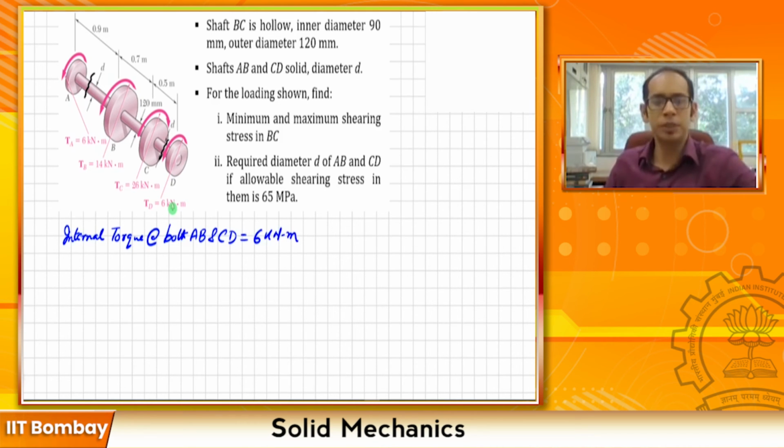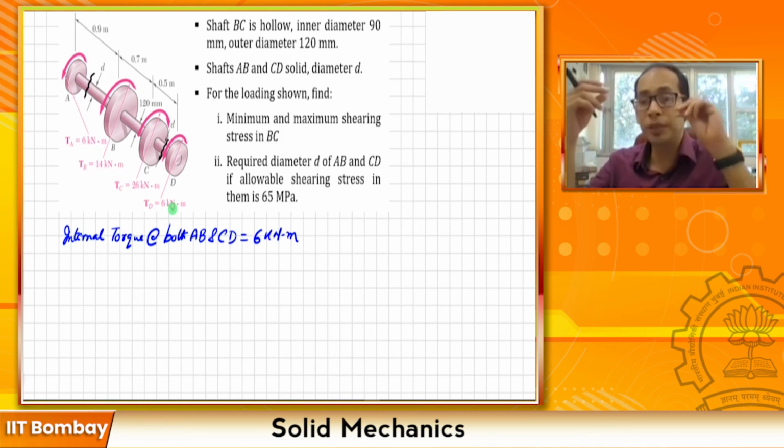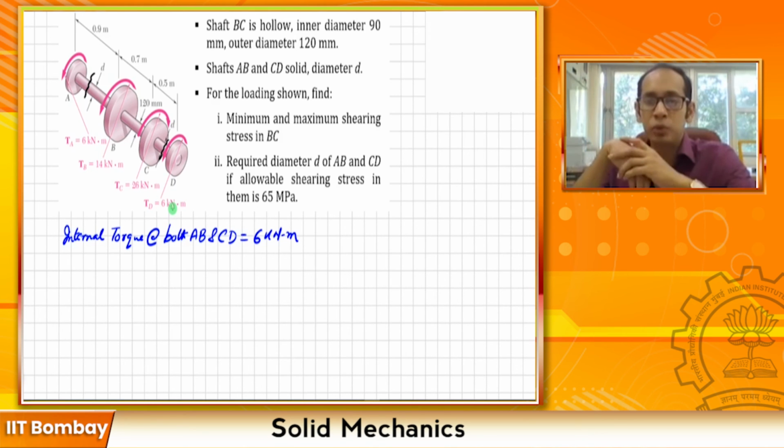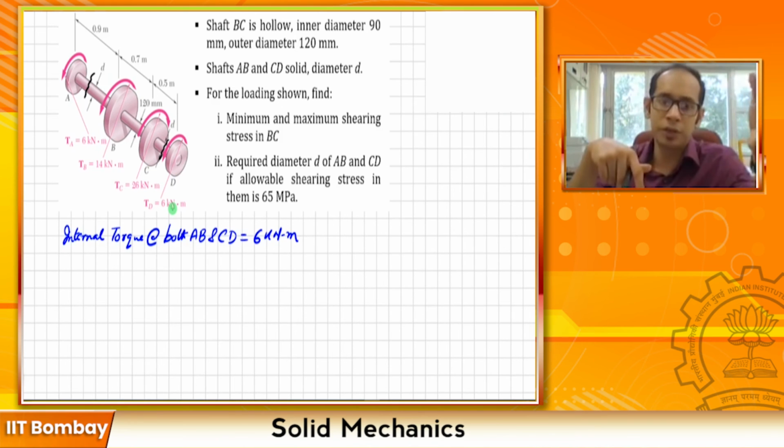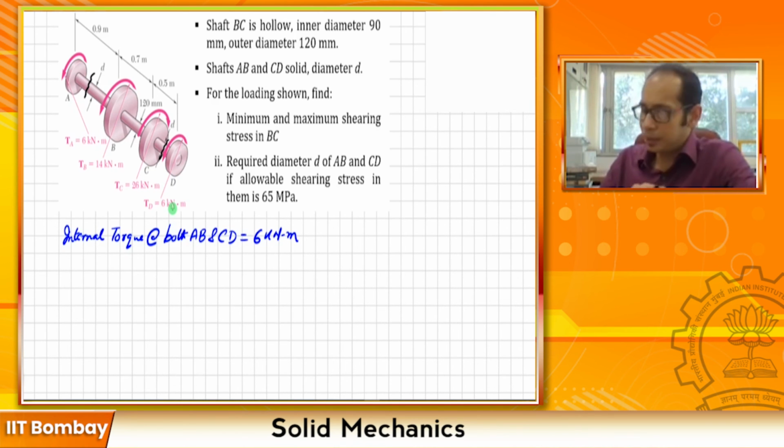kilonewton meter. This is an important observation, and that's why we can tell that the final diameter is going to be the same. If those would have been different, then maybe you would get a different diameter D for your AB and a different diameter for your CD. So let's calculate what is the diameter we need.